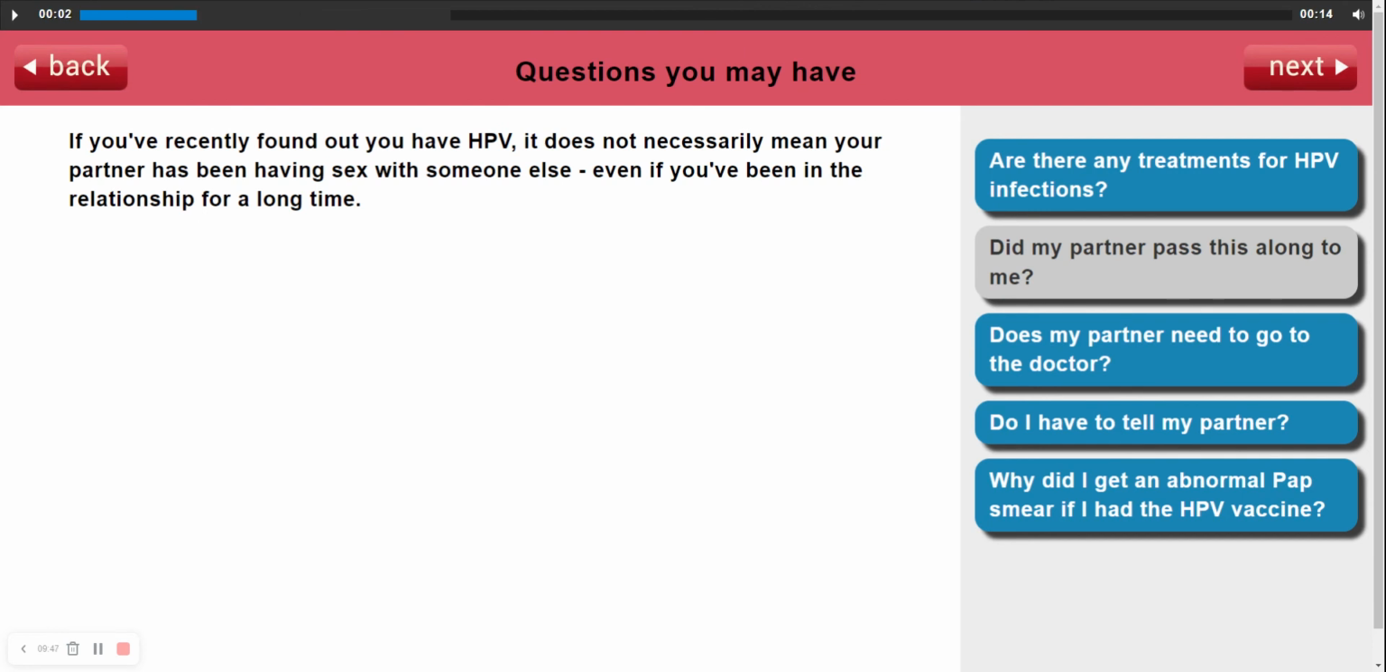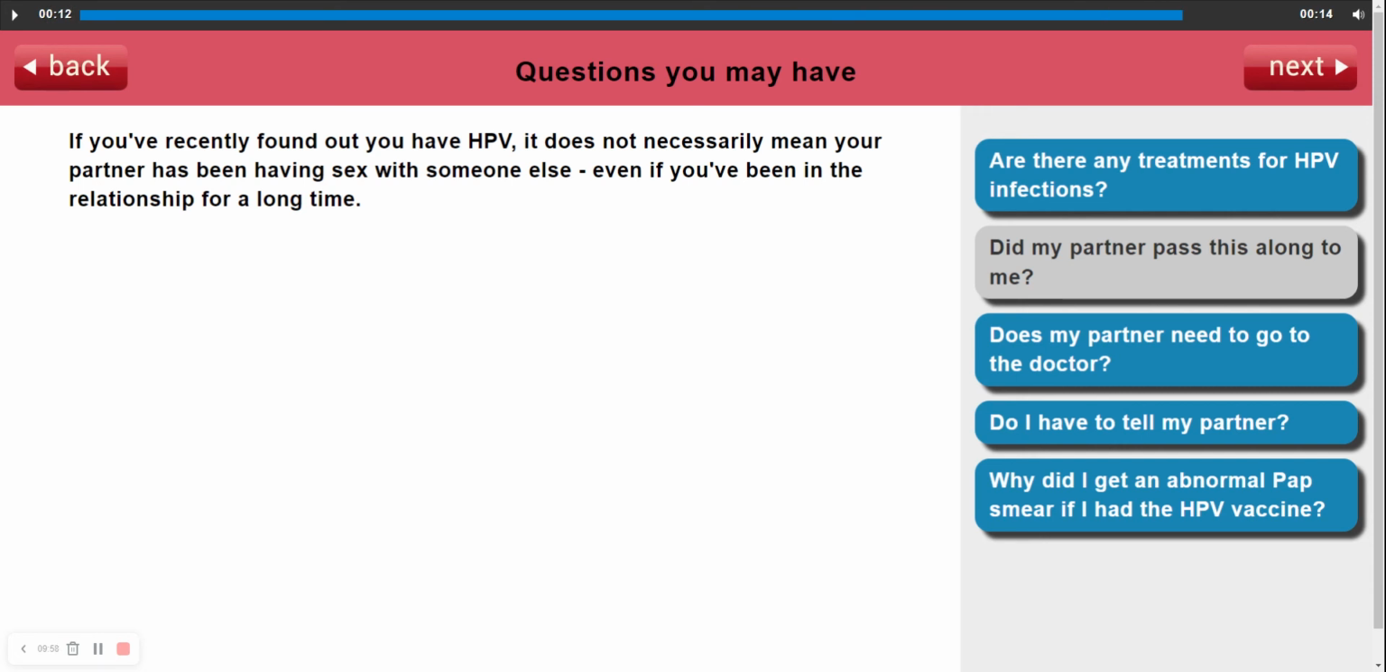Did my partner pass this along to me? If you've recently found out you have HPV, it does not necessarily mean your partner has been having sex with someone else, even if you've been in the relationship for a long time.